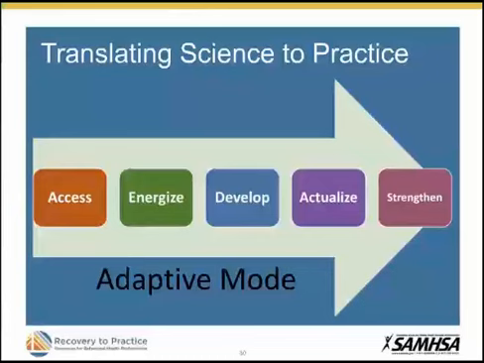Interestingly enough, accessing and energizing the adaptive mode hits one of the most important recovery dimensions, which is connection, right? Having connections with others. That's the way that you do that. You establish a really good connection with somebody. We can talk about some of the ways in which that happens. And then as you do things with them, as a family member, as a provider, as a doctor, you're basically energizing the adaptive mode.